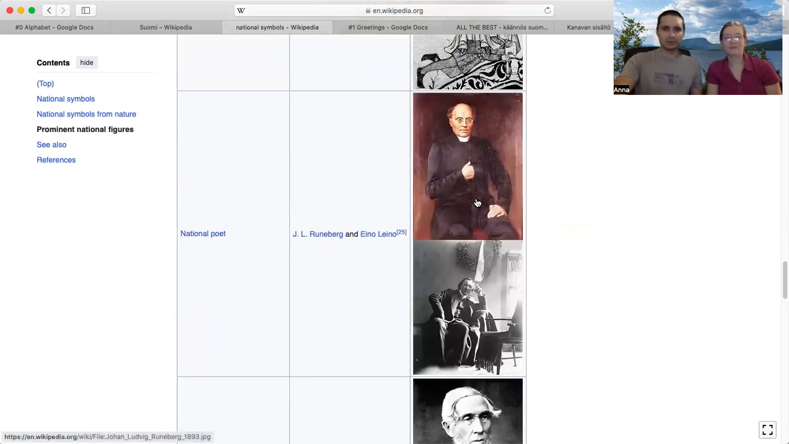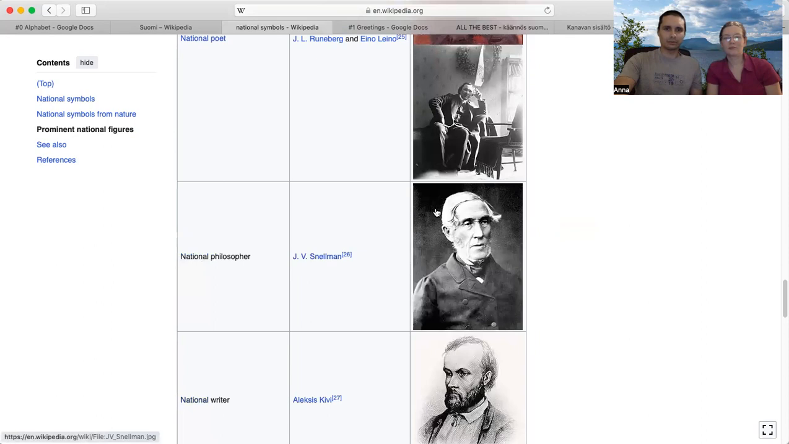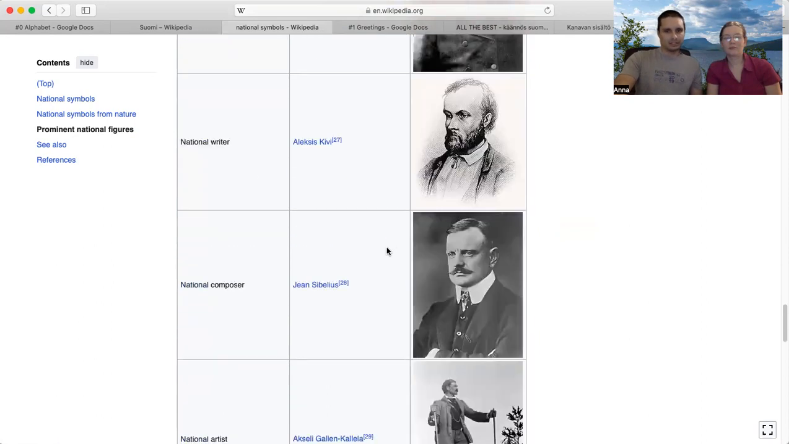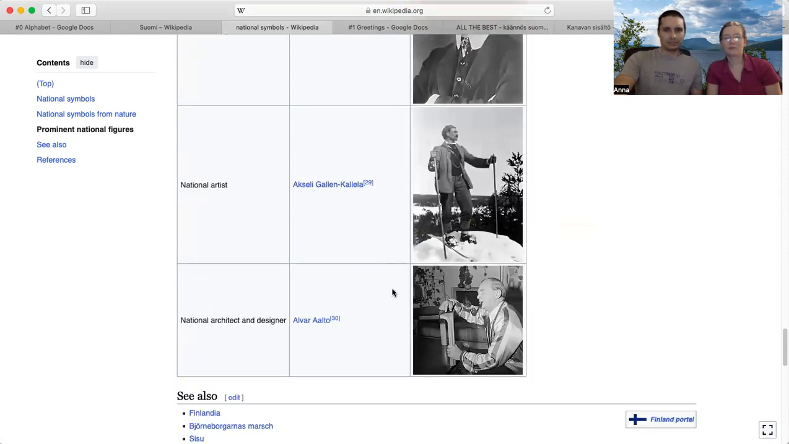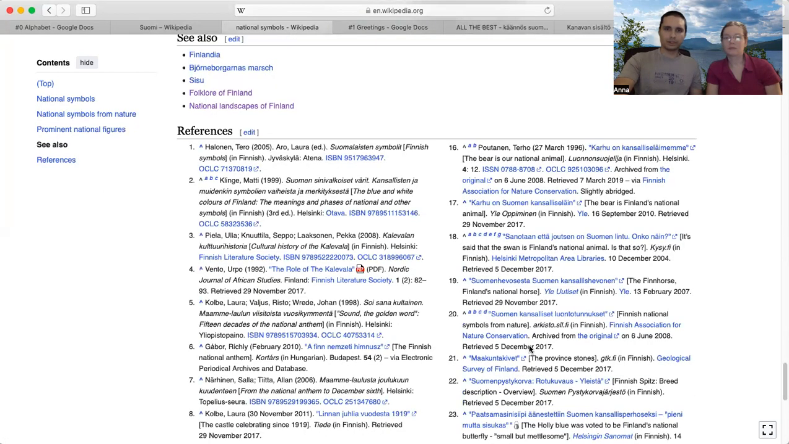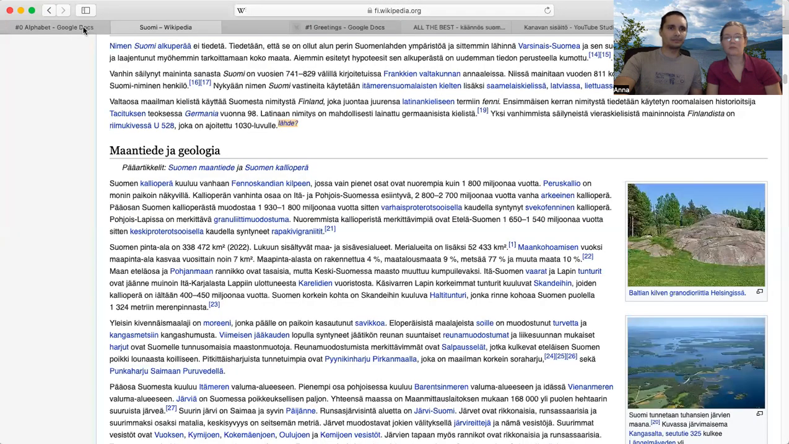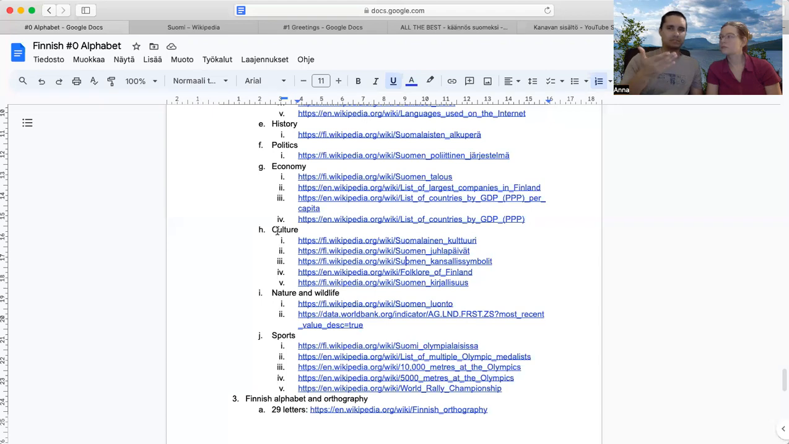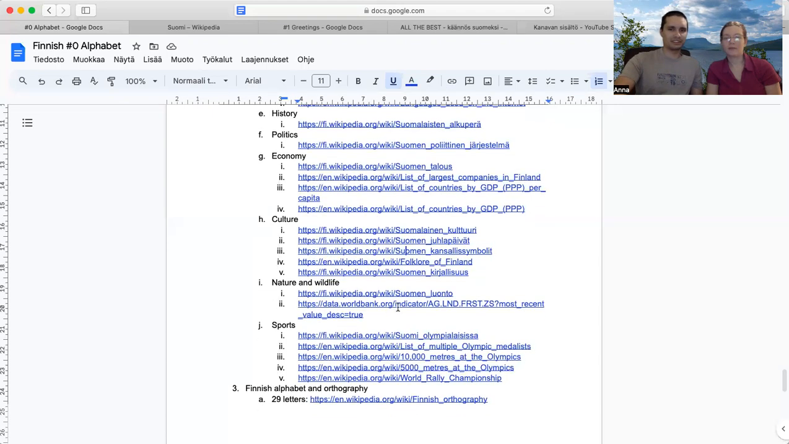National poet, Runeberg. You can Google this yourself. Alvar Aalto, the architect, designed the layout of the city of Rovaniemi, because Rovaniemi burned down during World War II and was rebuilt after that. I think according to his plans or something.